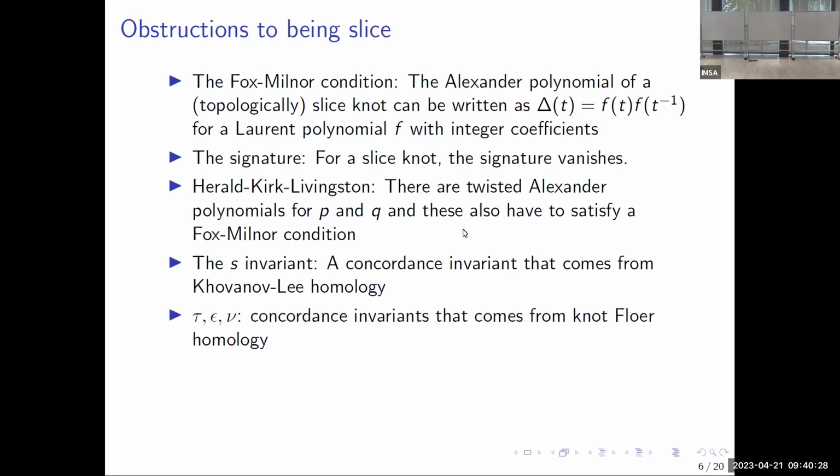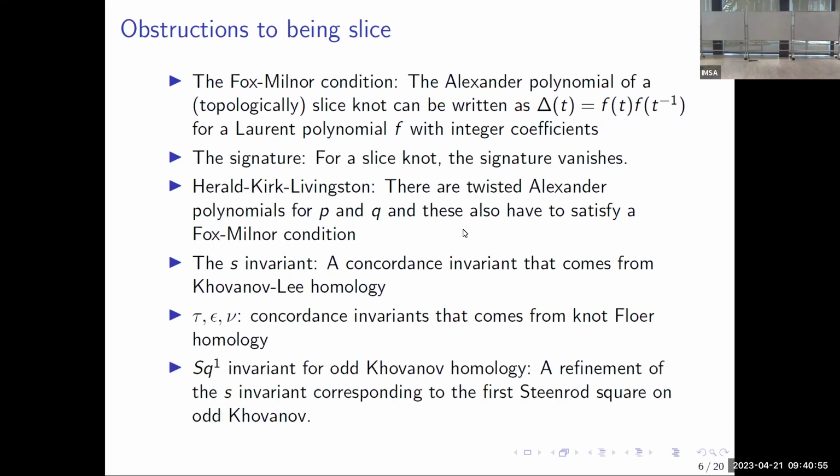And then there's also various analogs of the S invariant from knot Floer homology. So there's the tau invariant and epsilon. They're just a bunch of concordance invariants that come from knot Floer homology that also obstruct sliceness. So this S invariant and tau, epsilon, etc. These are all smooth, like they obstruct being smoothly slice, but not necessarily topologically slice.